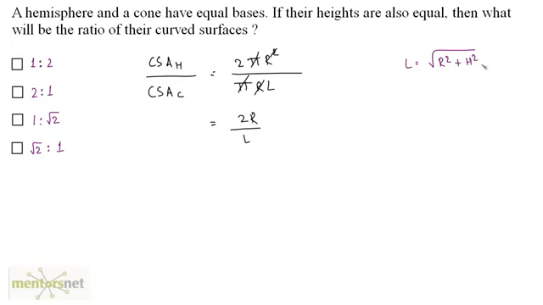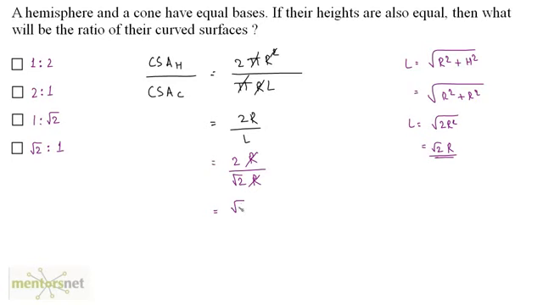But what is h? Well, we have been given that the height of the cone is equal to the height of the hemisphere. Well, the height of the hemisphere is basically its radius, isn't it? So I can say that this is equal to r square plus r square, right? So l is equal to under root of 2r square, and that is root 2 r. Let's put the value here. So we have 2r upon root 2 r. This r and this r get cancelled out. We have 2 by root 2.